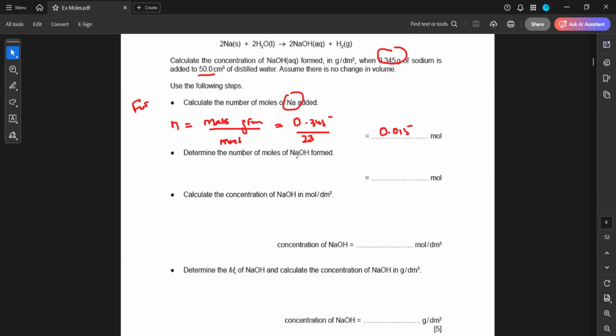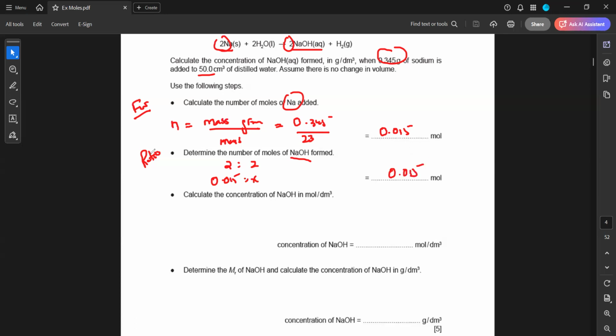Then determine the number of moles of sodium hydroxide. How to? So first we solve by formula. The second part we'll take a ratio. So we'll take a ratio between sodium and sodium hydroxide. The ratio between them is 2:2, because here 2 and here also 2. Or you can also say 1:1. So if it is 0.015, how many moles will there be? X. When you simplify, you get the same number of moles.